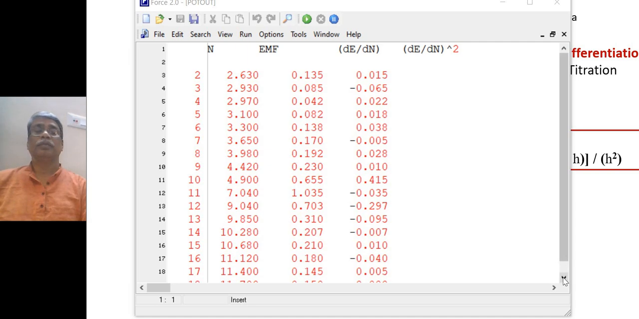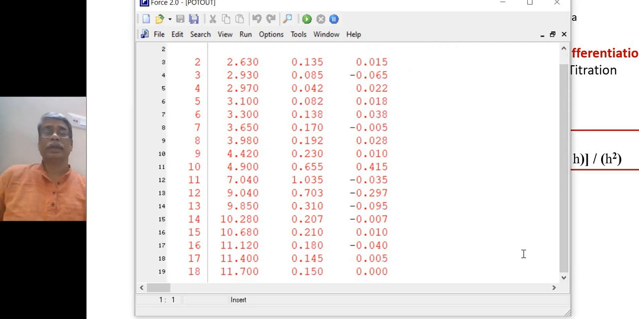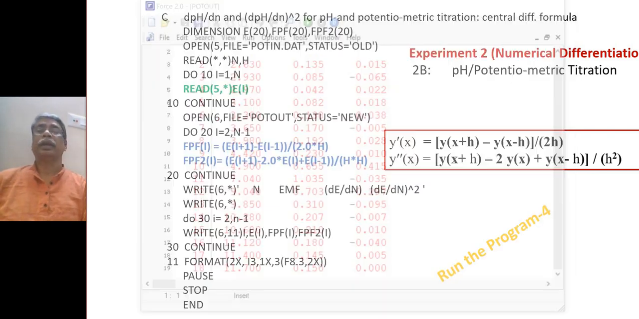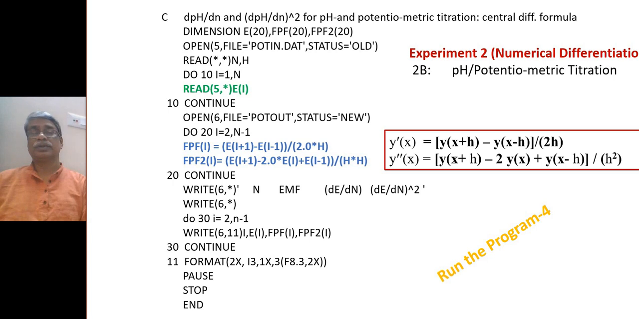So you can get a feeling of where exactly the utilization point is, because in the second derivative, the sudden, appreciable big change is here around point number 10, that is the potential EMF value 4.9, and that is apparent from the first derivative data also. So that is how we can use the numerical differentiation scheme for this kind of titration, potentiometric or pH-metric.